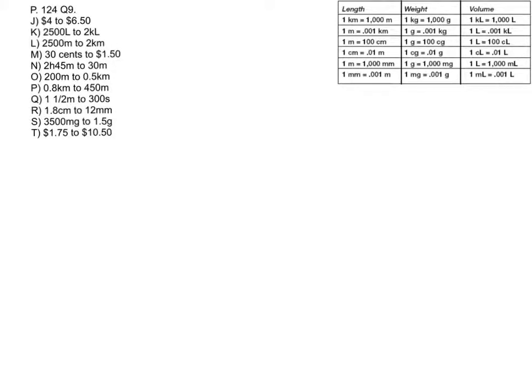Okay, so I thought I'll do some of this homework with you. So the first question is $4 to $6.50. So we know that in order to make a ratio, we can't have any decimal points. We need whole numbers. That means that we need to convert this to cents. Now, if we convert this to cents, we need to convert this one as well.